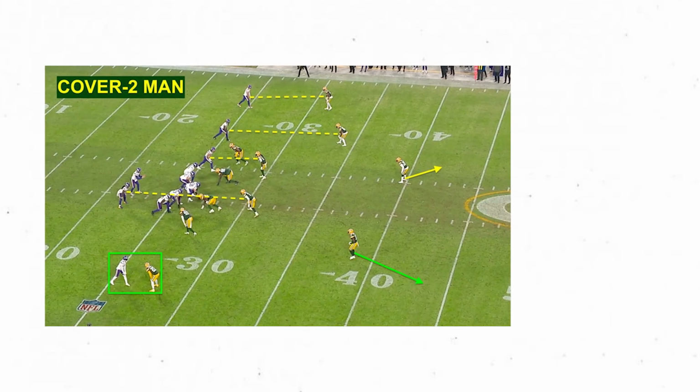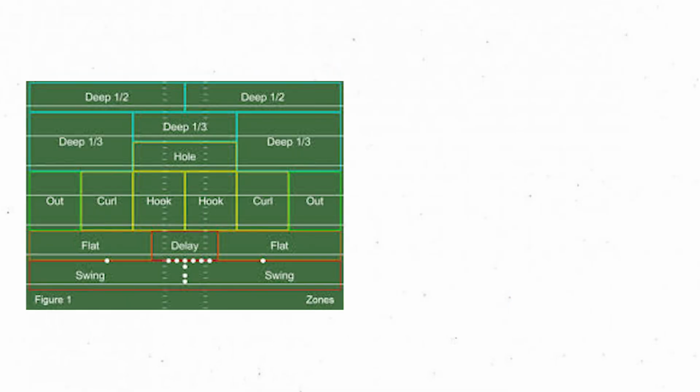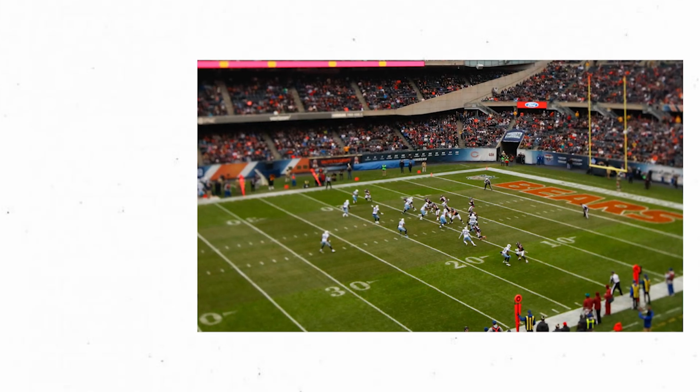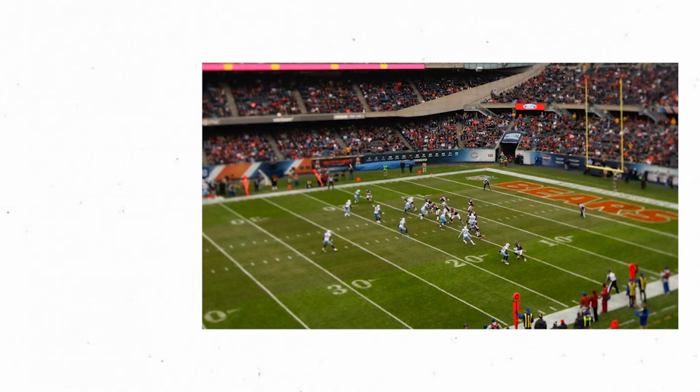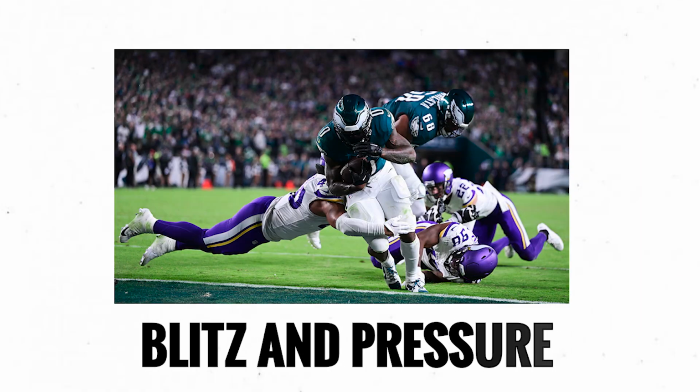Cover 2 means there are 2 safeties deep, each responsible for half the field. Cover 3 means 3 defenders, usually 2 cornerbacks and a safety, split the deep field into thirds. When you hear bracket coverage, this means 2 defenders are working together to cover 1 receiver, usually the offense's best player.